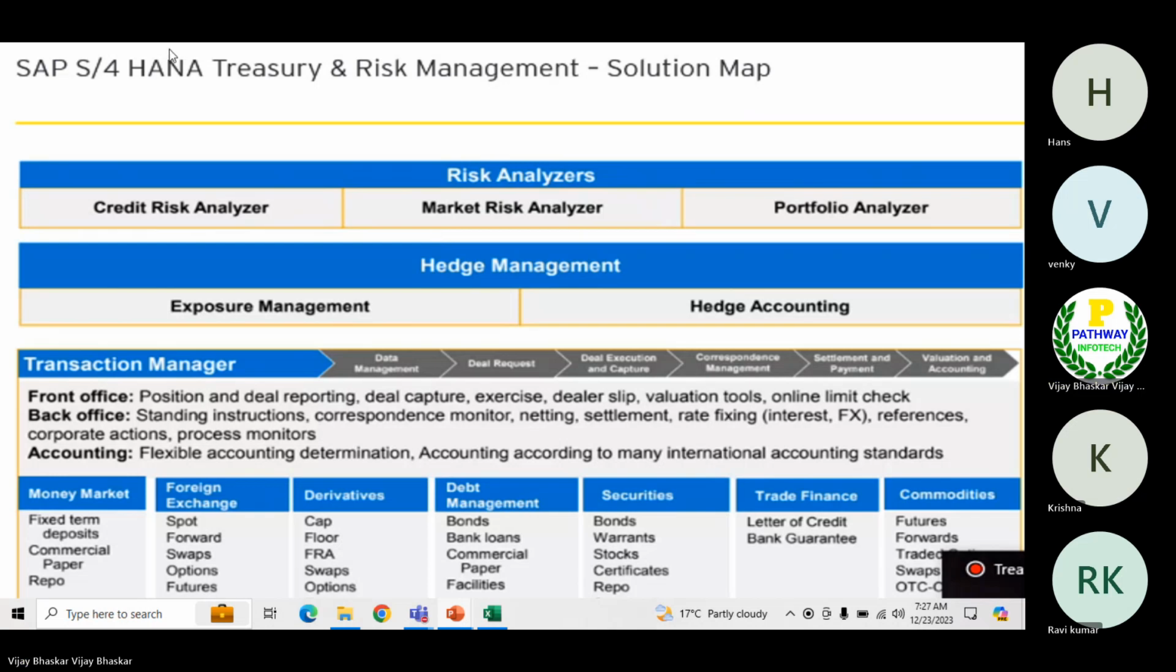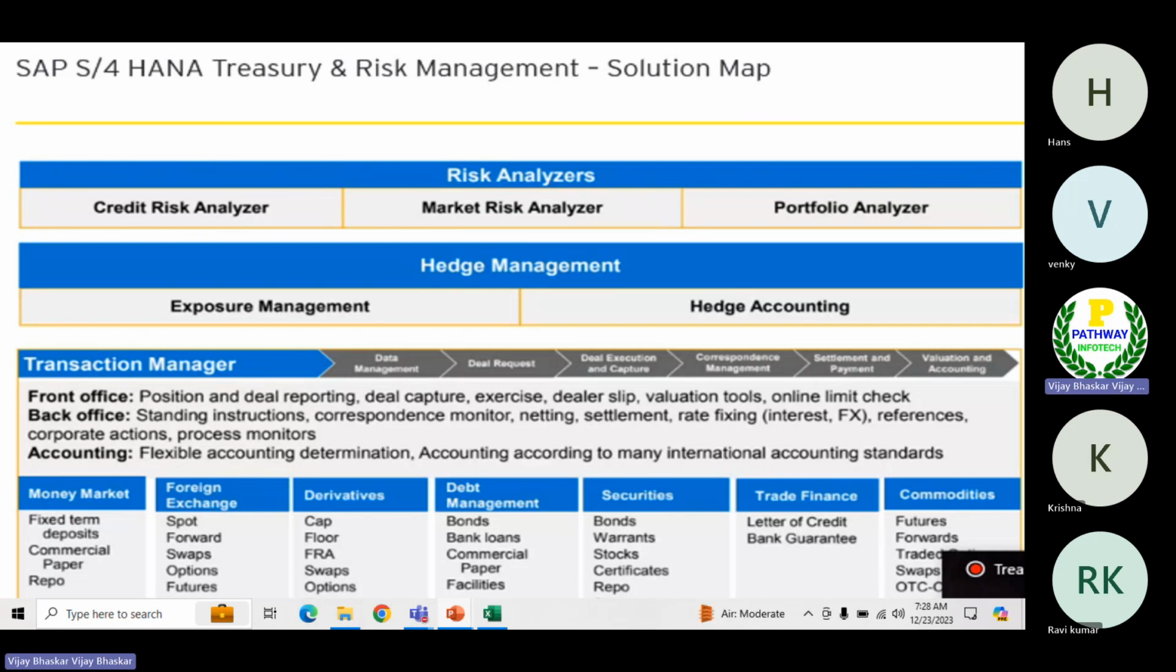You can see here the SAP S/4HANA Treasury and Risk Management Solution Map. We must understand it from the bottom to top here. When I say the bottom line, the transaction manager.